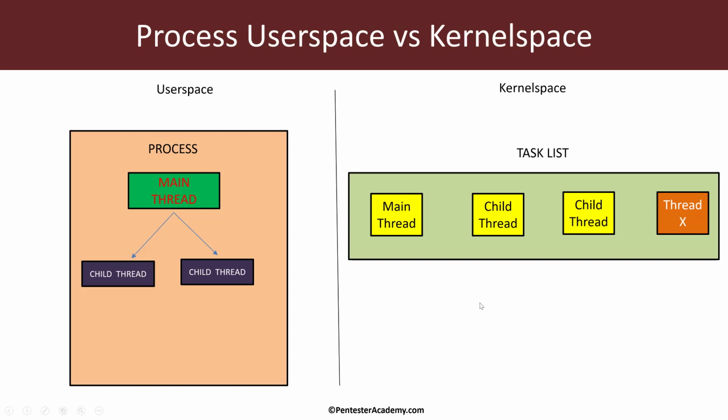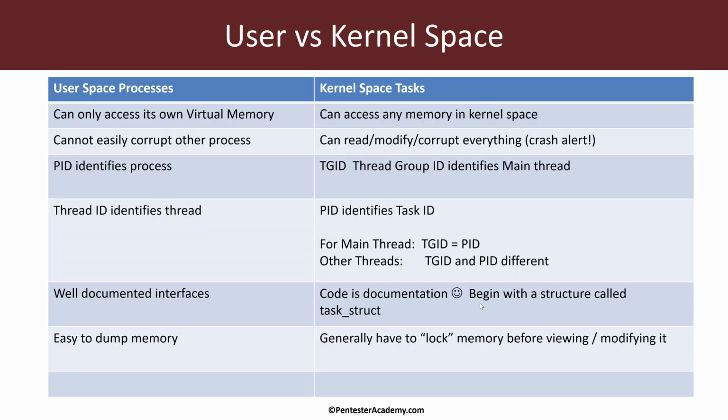Now, there are some subtle differences we would have to understand between user space and kernel space processes before moving forward. So what are they? Now, in user space, we typically know the process can only access its own virtual memory, right? The most typical case. Now, in kernel space, it is the wild, wild west. So kernel tasks can pretty much access any memory in kernel space. And this, of course, as you can imagine, brings up other complications.